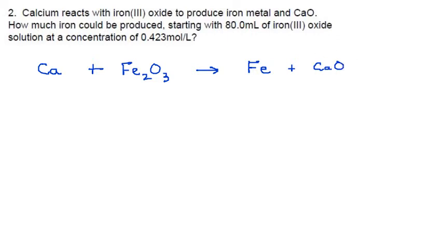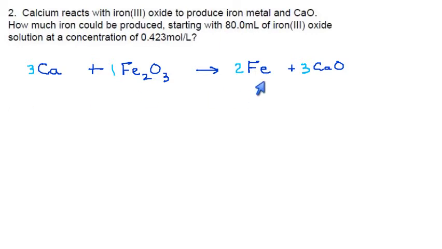Can we balance this? 3 oxygens means I need a 3 here. 3 calciums means I need a 3 here. And 2 irons means I need a 2 here. Okay, that wasn't so bad. And we'll put in a 1 there just to fill the space. So 3 to 1 to 2 to 3 is our ratio.